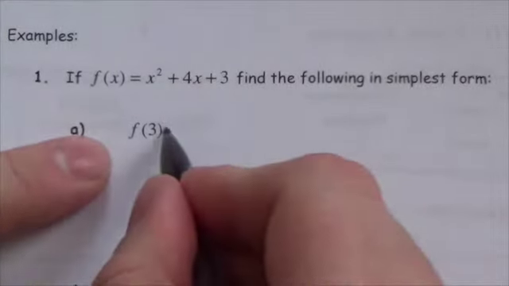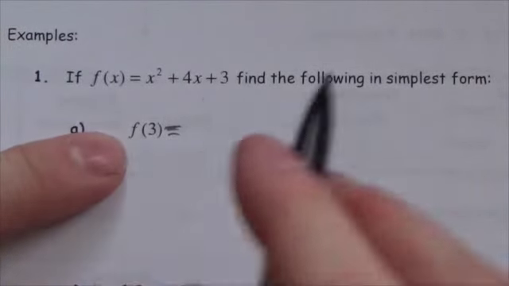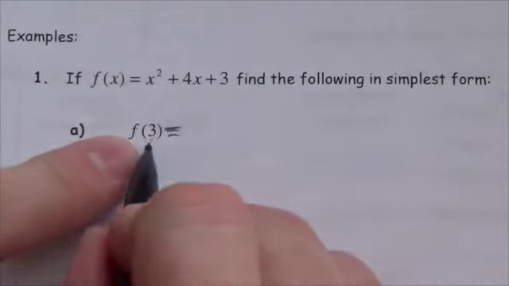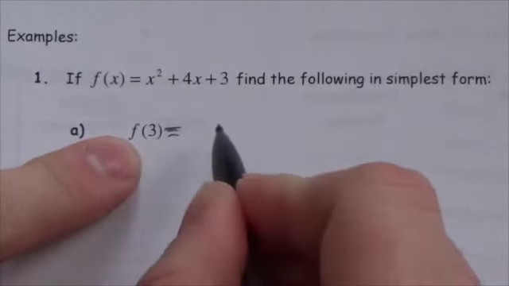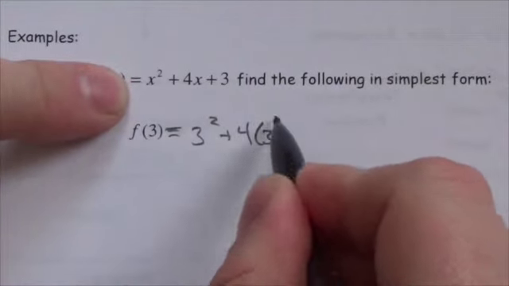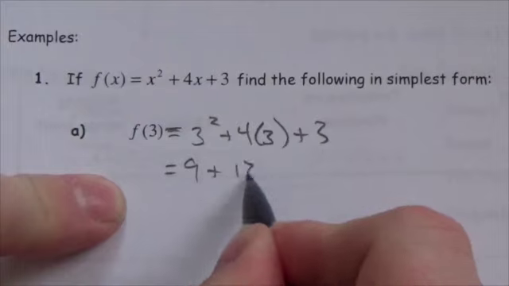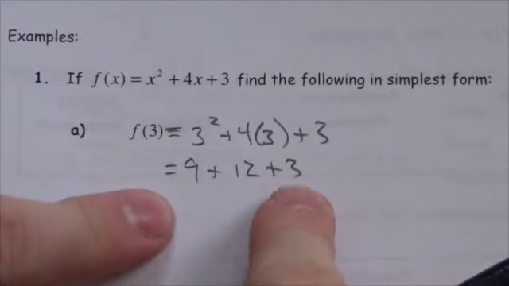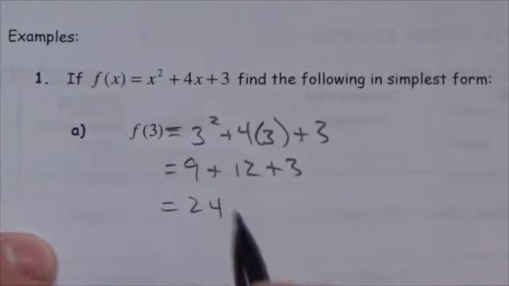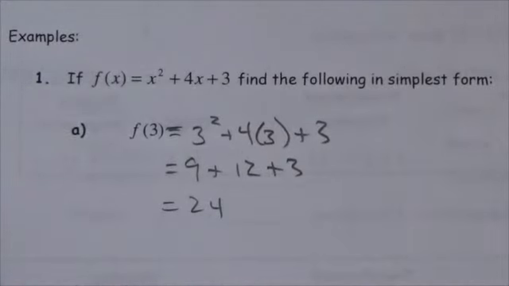Now let's move down to here. Here, what's inside is the independent variable. So my rule f says take the independent variable, what's inside, square it, add 4 times the independent variable, add 3. So 9 plus 12 plus 3, well 9 and 3 is 12, 12 and 12 is 24. So there's our first answer here.